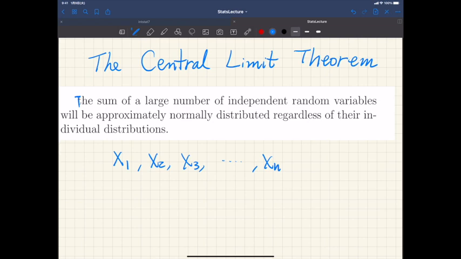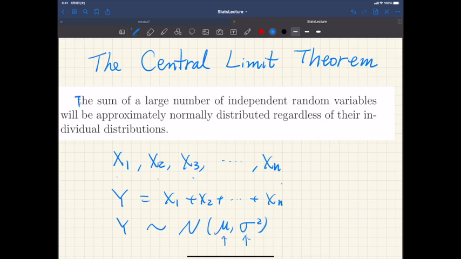Each of these random variables may follow completely different distributions. But still, if we take the summation of these, sum over all these many random variables, then approximately this summation will follow a normal distribution with some mean and some variance.